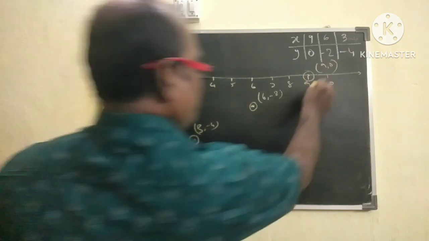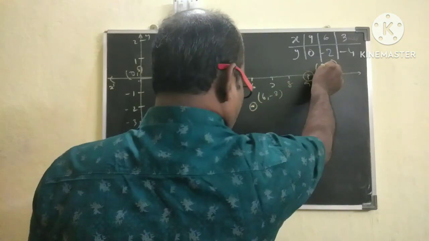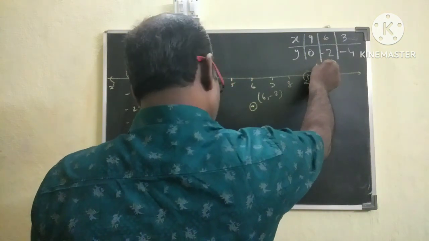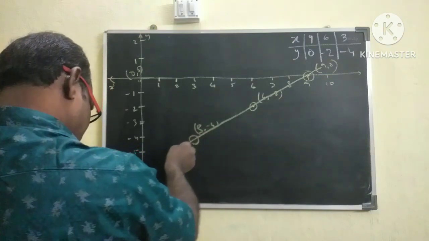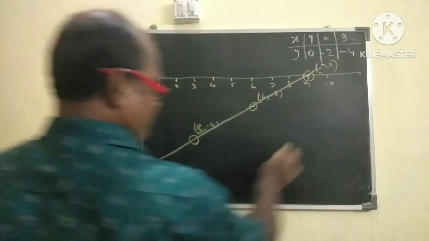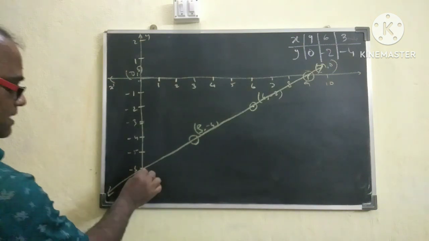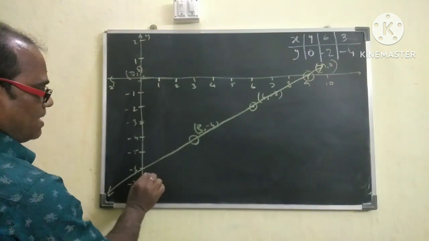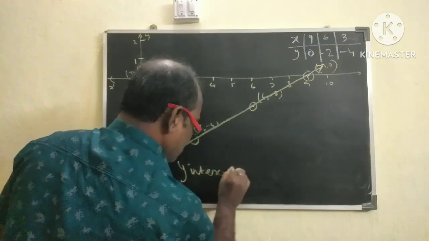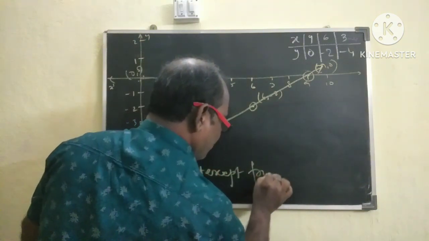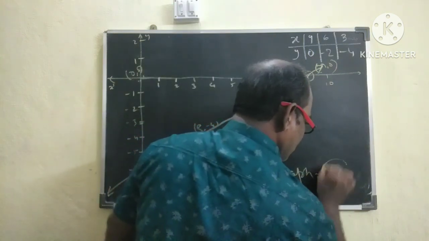Now if we join this straight line, okay, so let us draw this straight line here. We get it in this way. So where does it meet on the y-axis? It meets at -6. So here y-intercept from graph is equal to -6.